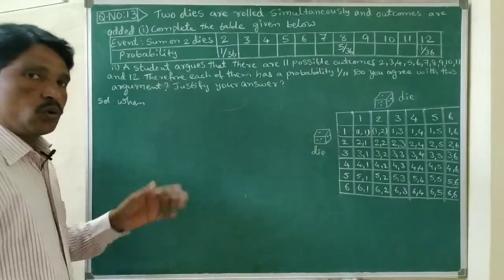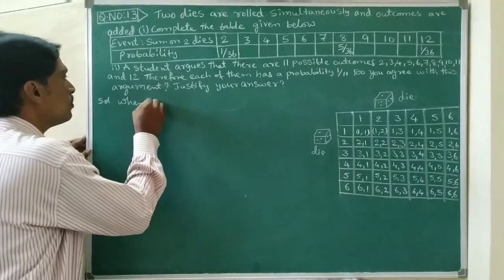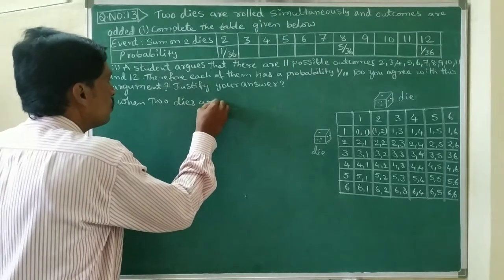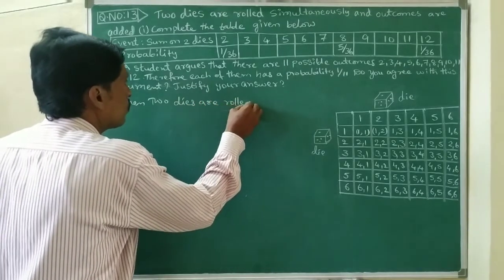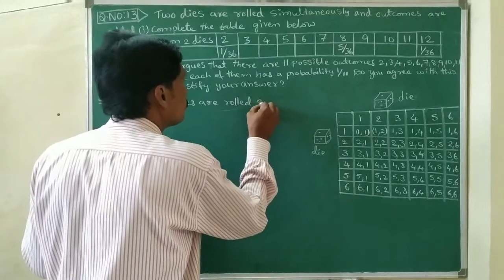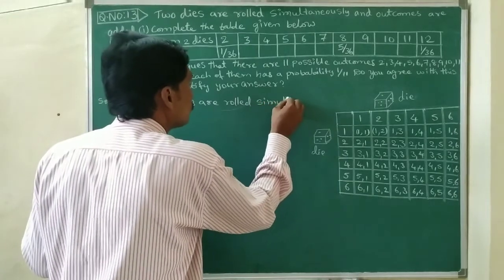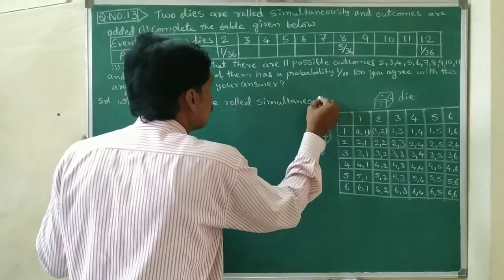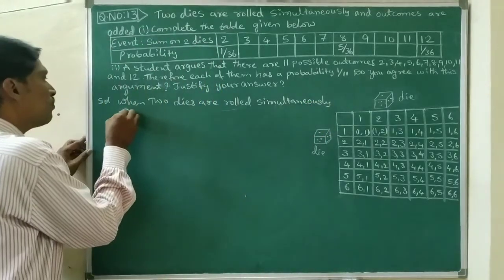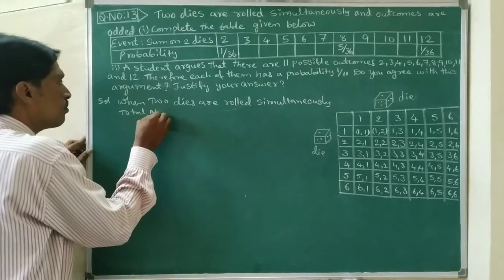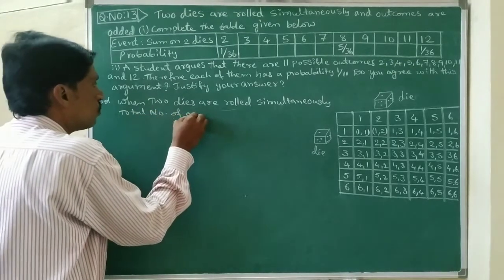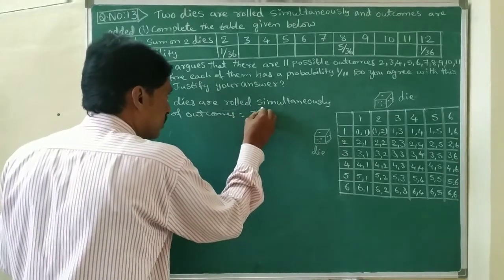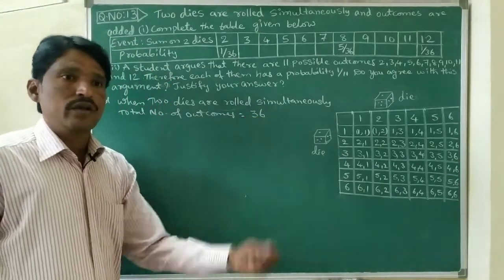When two dice are rolled simultaneously, the total number of outcomes is equal, that is 36. Total outcomes will be 36.